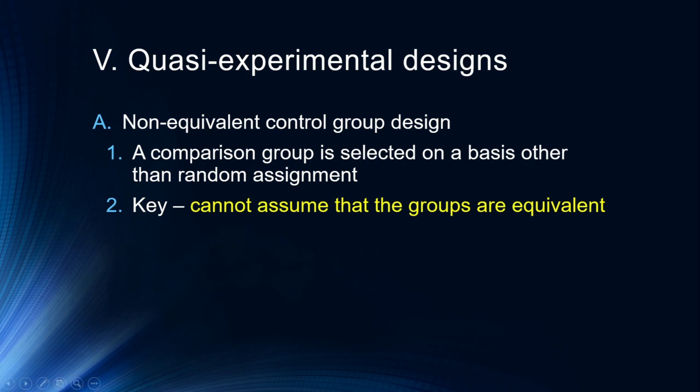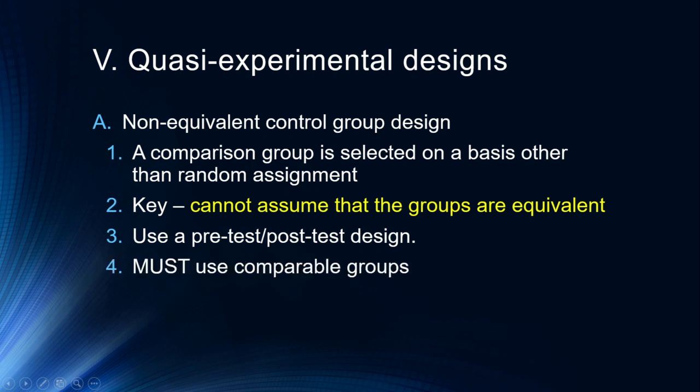So the first thing we have to do is we can't assume that the groups are equivalent. We may want to do a bunch of measurement at the beginning to see if everybody has similar verbal abilities, similar IQ, similar whatever. We also want to use a pre and post test design between both groups, so we see if one group improves more than the other. We have to use at least comparable groups, right? We can't take an 8th grade class and compare it to freshmen in college. Can't do that. Got to use comparable groups.